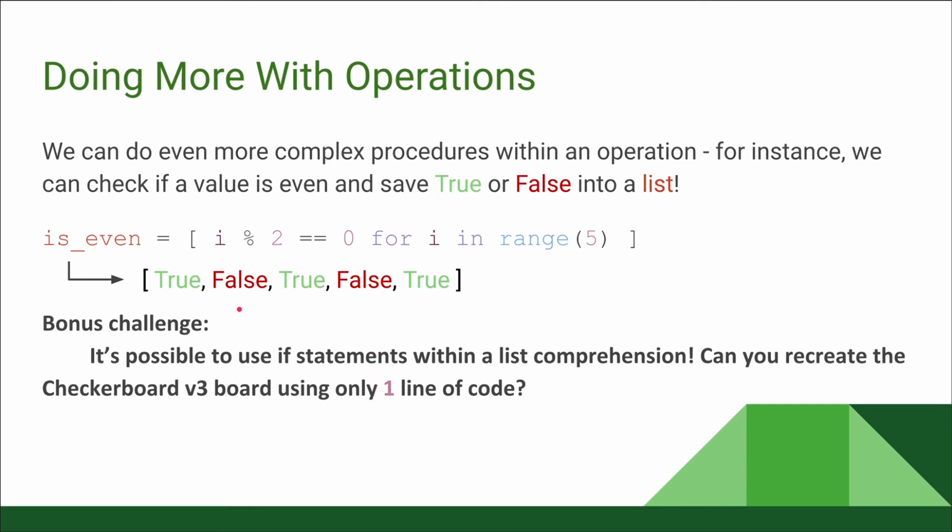Now, we're not going to get into any more complex applications here, but it's possible to use if statements within a list comprehension. So I'm going to challenge you, if you want to accept the challenge, to recreate the checkerboard V3 board, the one with 3 rows of alternating ones and zeros, and then 2 rows of zeros, and then 3 rows of alternating ones and zeros again. Can you do that in only 1 line of code? It's possible. I've done it. So if you want to accept that challenge, go ahead and shoot me the email of your completed code.